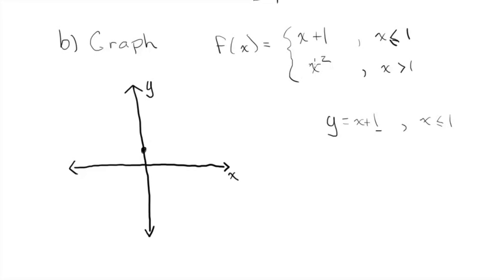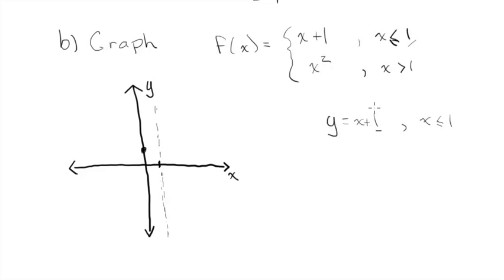One other thing you might want to put on your graph is the boundary point. Our function changes at x equals 1. Right? At x equals 1, it goes from this equation to this equation. So x equals 1 is right here. Sometimes I'll just draw a line at x equals 1, dotted, because it's not really part of the function, but it helps me see where I need to change.